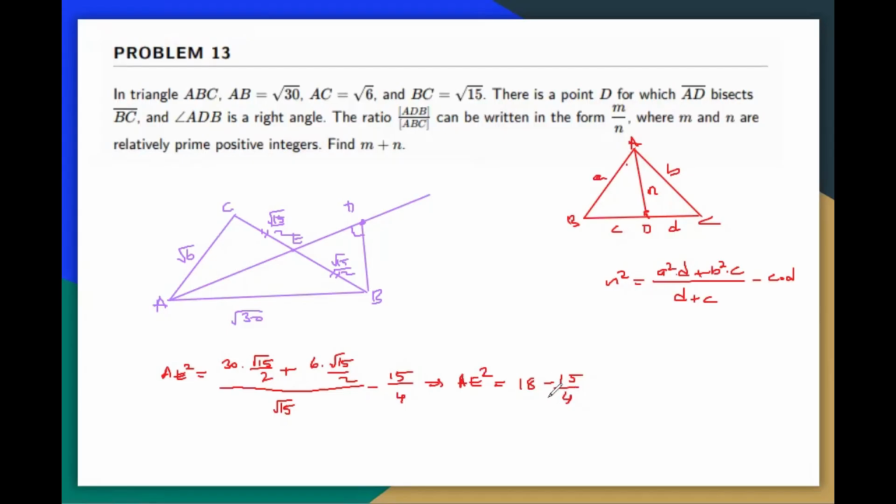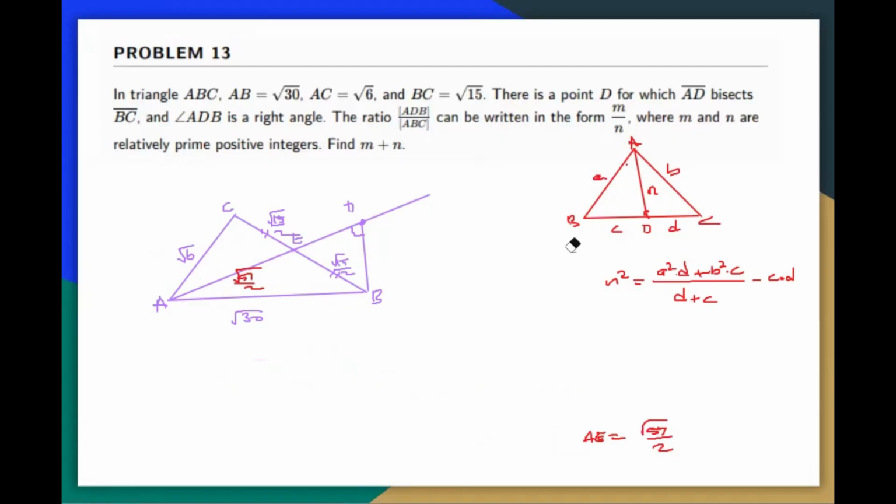And that will be 72 over 72 minus 15, which is 57. So AE squared is 57 over 4, and that means AE is root 57 over 2. Okay, that's something I'm going to write here: root 57 over 2. Since we are done with that part, I'm going to clear this part. So we just use this keyword to get what we want.